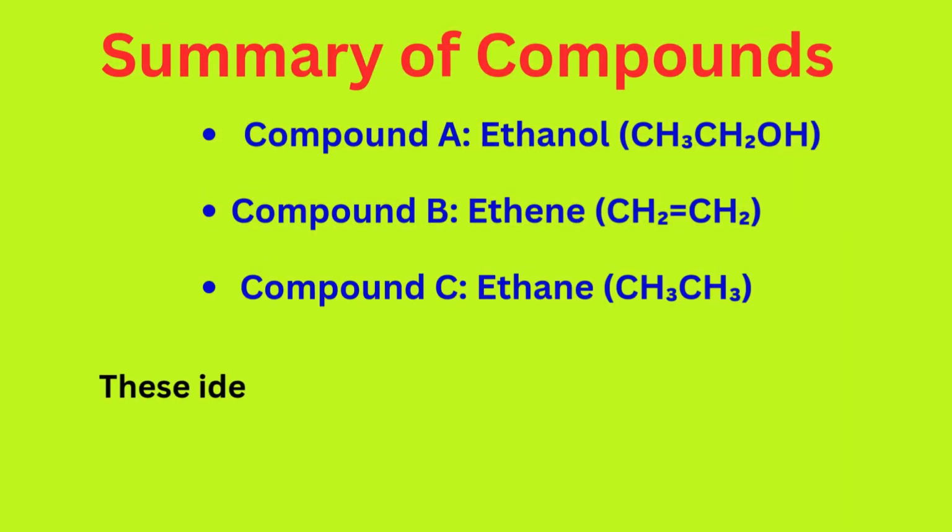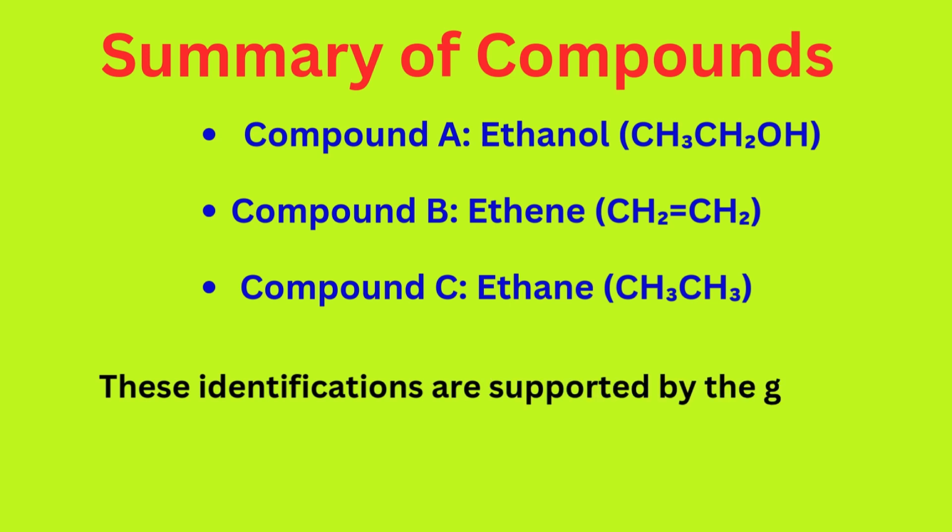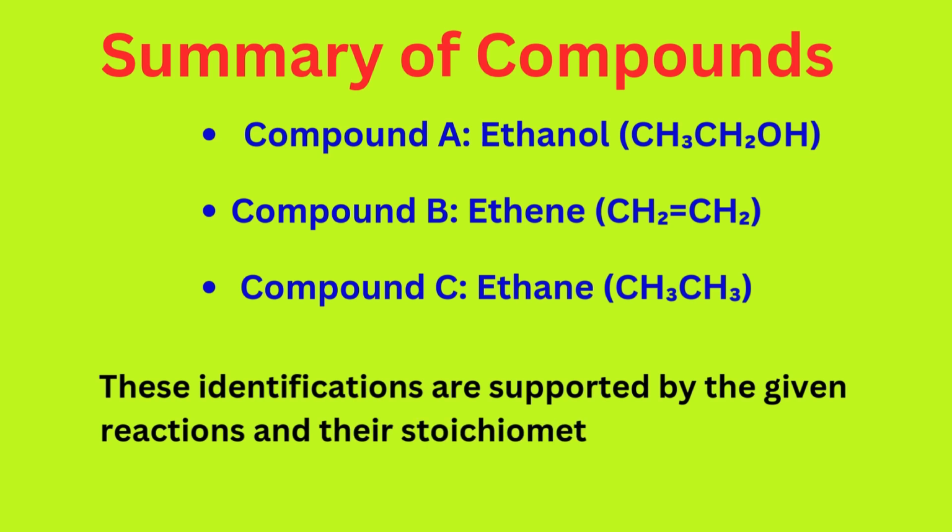Summary of compounds. Compound A, ethanol. Compound B, ethene. Compound C, ethane. These identifications are supported by the given reactions and their stoichiometric relationships.